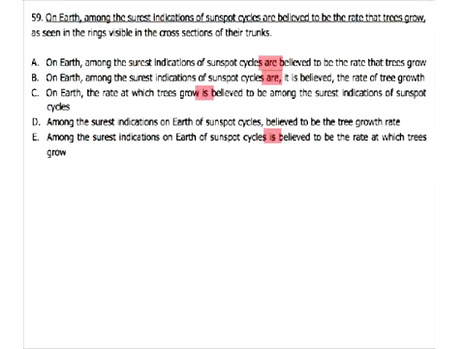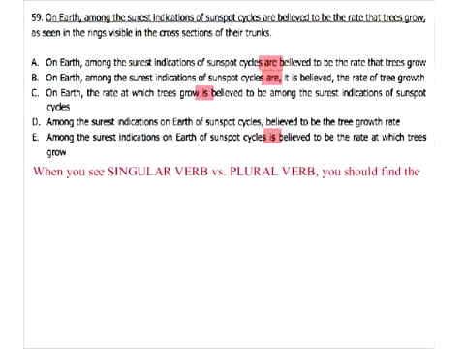So whenever you see that kind of thing, when you see singular verb versus plural verb, you should go find the subject of each verb. Now notice that "among the surest indications" cannot be a subject, because that's not a noun. Prepositional phrases are modifiers. So as a background, make sure you know this.